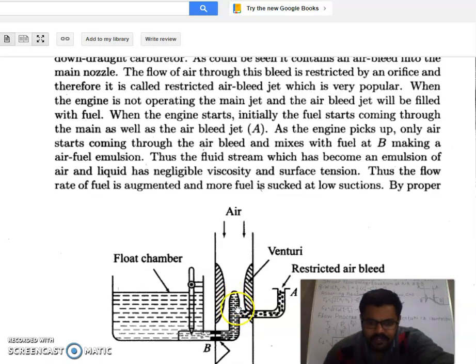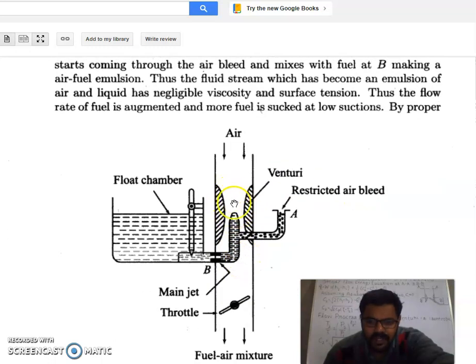Now what is the benefit of emulsion? Emulsion is a mixture of two different states of matter, air and liquid. So what is the benefit of emulsion? Thus the fluid stream, which has become an emulsion of air and liquid, has negligible viscosity and surface tension. So whatever emulsion is formed here, its viscosity is less and its surface tension is less. Thus the flow rate of fuel is augmented and more fuel is sucked at low suctions.